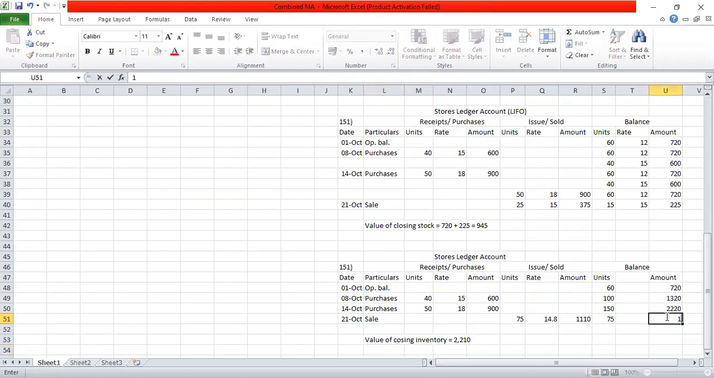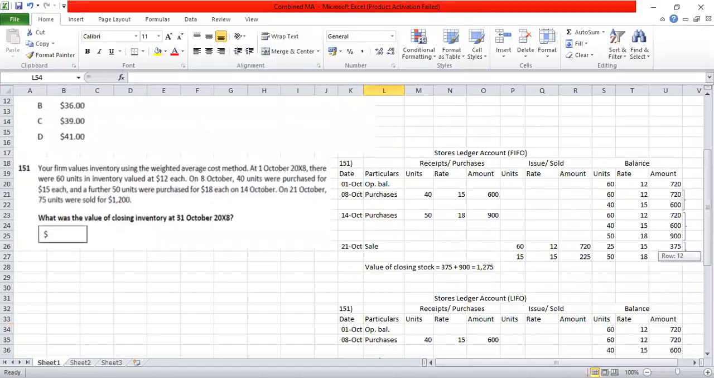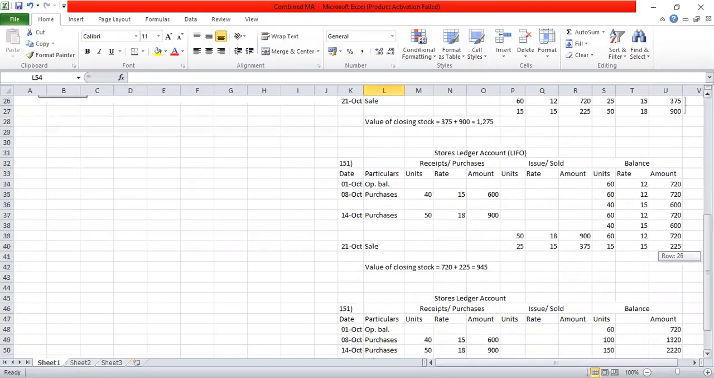Sorry, sir, this is 1110, not 2210, 1110. 75 units has a value of 1100. So the balance of 75 units also will have 1110. Right? So value of closing inventory is 1110. I just took one example and then we have solved all the three methods: stores ledger account according to FIFO, according to LIFO, and the other one is weighted average.